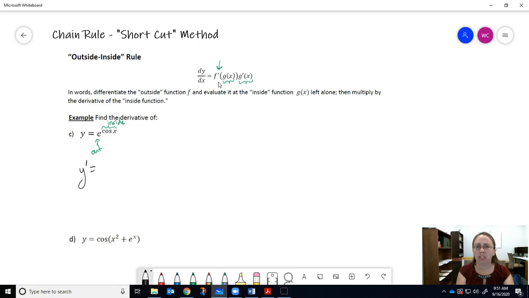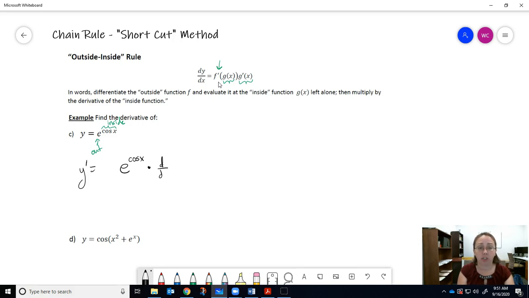What's the derivative of e to the x? It's just itself. So in this case, the derivative of the outside is just e to itself. So cosine of x, the inside stays the same. So the derivative of e is itself. The inside stays the same. Now we multiply that times the derivative of the inside.